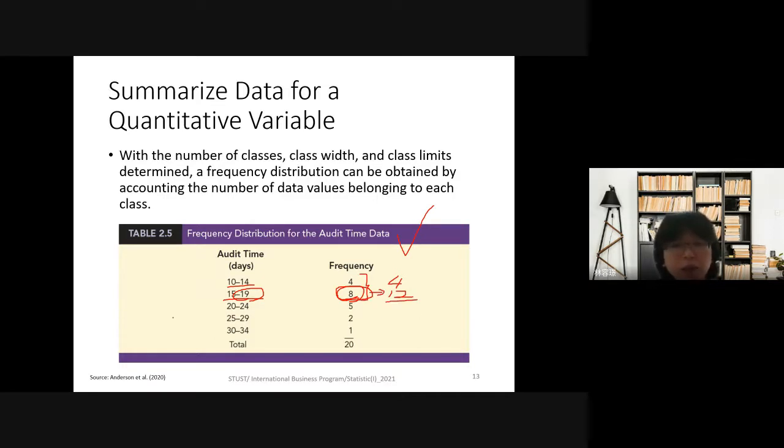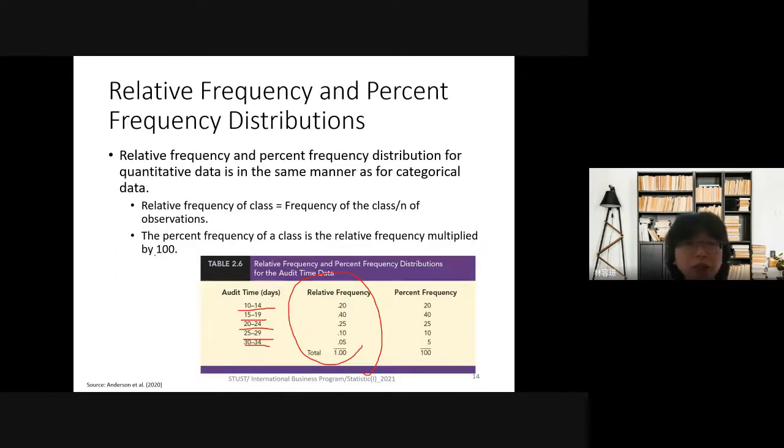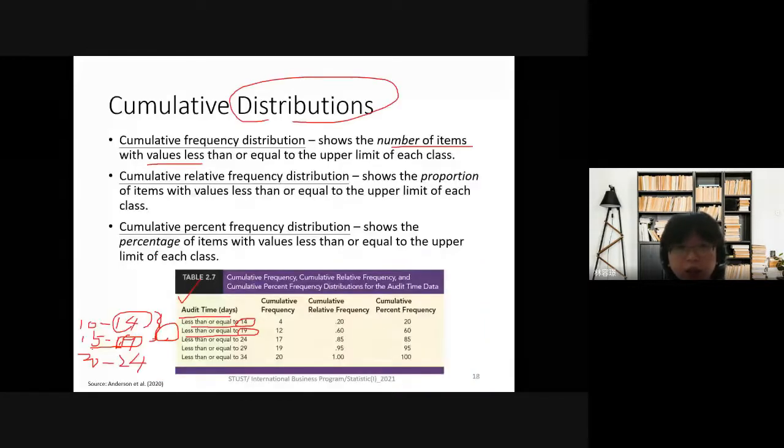And if I ask you what is less than or equal to 24, how much will this be? It will be 17. Because 20 to 24 is 5, but less than 24 means 10 to 14 and 15 to 19 should also be included. They are 4 plus 8 plus 5, so you will get 17. So that means we are cumulating. Here you will find 4, 12, 17.